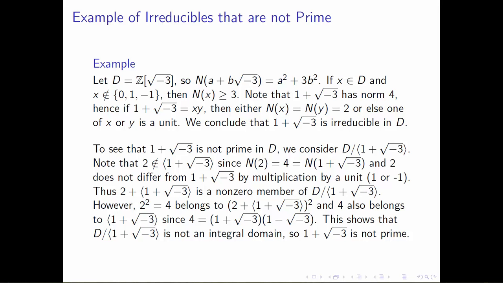That shows that when I take the coset, which is non-zero, 2 plus the ideal generated by 1 plus the square root of negative 3, and I multiply it by itself, I end up with the 0 coset in the factor ring. And what that means is I've got a 0 divisor. I have a non-zero member that multiplies by another non-zero member of this factor ring, and I'm getting 0. So when I look in this factor ring, D mod the ideal generated by 1 plus the square root of negative 3, I have 0 divisors, and so I can't possibly have an integral domain. And what this means is that the element that's generating that ideal, 1 plus the square root of negative 3, cannot possibly be a prime element, or the ideal it generates would be prime.